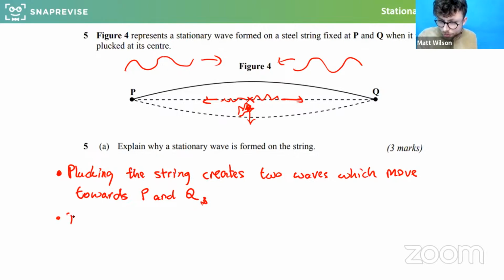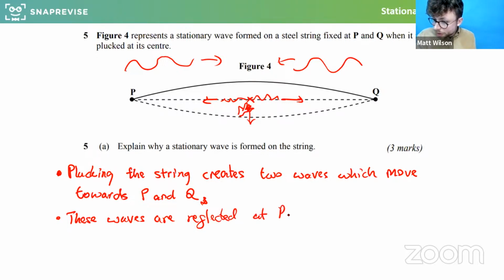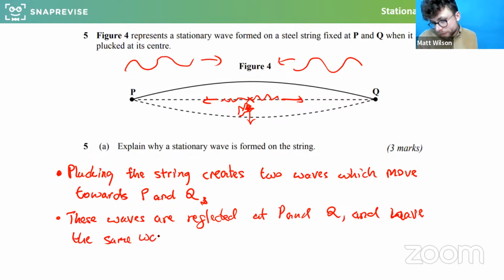So these waves are reflected at P and Q and have the same wavelength and speed. They were created by the same pluck. They have the same wavelength and the same speed.